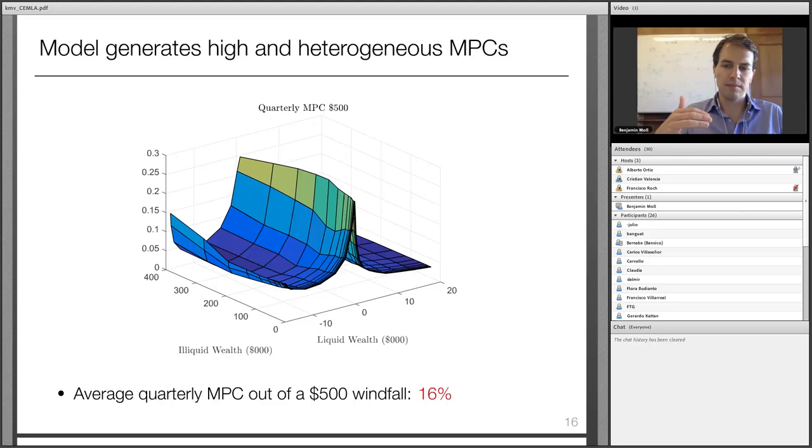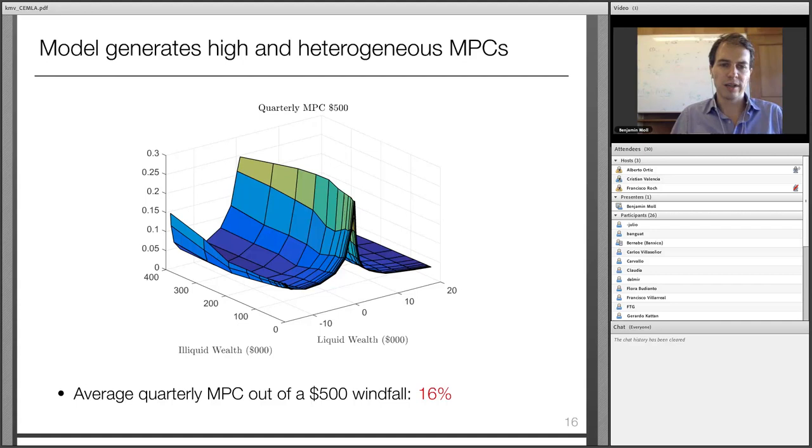Instead, over a year, for example, this will obviously be much more, like say 4 times 16% or something like that, right? So it'll get towards above 50% on average over a year. Over a quarter it is 16%. So here's what this looks like in the model.